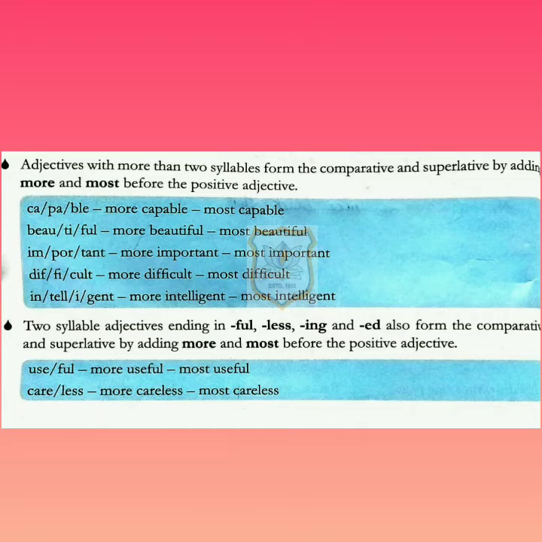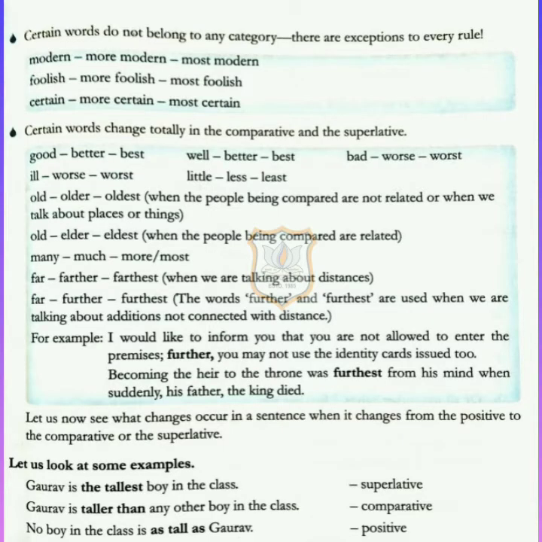Certain words do not belong to any category. There are exceptions to every rule. Modern, more modern, most modern. Foolish, more foolish, most foolish. Certain, more certain, most certain. Here you can see certain words are there that do not belong to any category. So the positive degree is modern. When it is converted into comparative degree, it will become more modern, and when it becomes superlative degree, it becomes most modern. Understood, children?